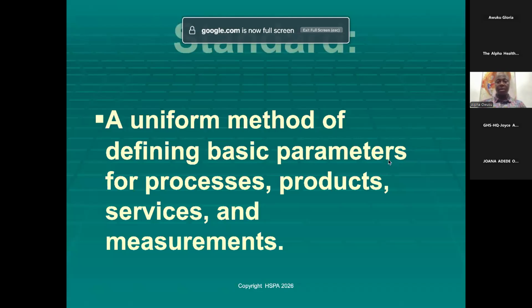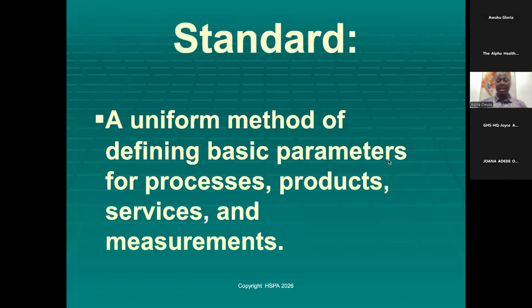All right. Now we were talking about regulations and standards. Now, as a sterile processing technician, under all health service, you have to know your standards, right? And the regulations in which you are working, right? And so standard, a uniform method of defining basic parameters, right? For processes, products, services, and measurement. This is very, very important. And so as a sterile processing technician, you have to know the standards. These standards should be uniform, define the parameters, the processes that you are doing, the product, right? The services and how it can be measured. Very, very important.